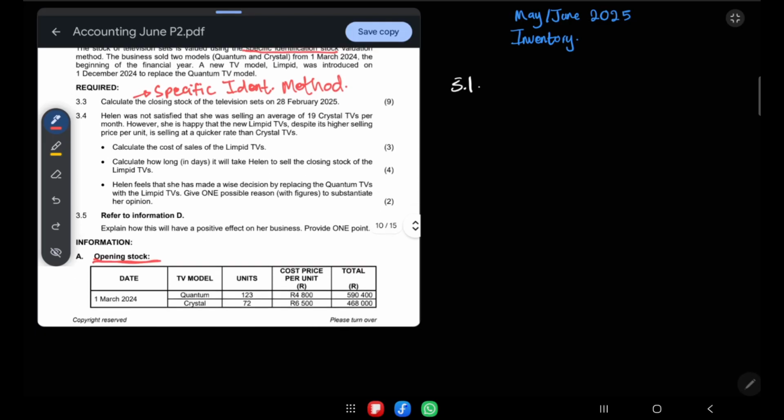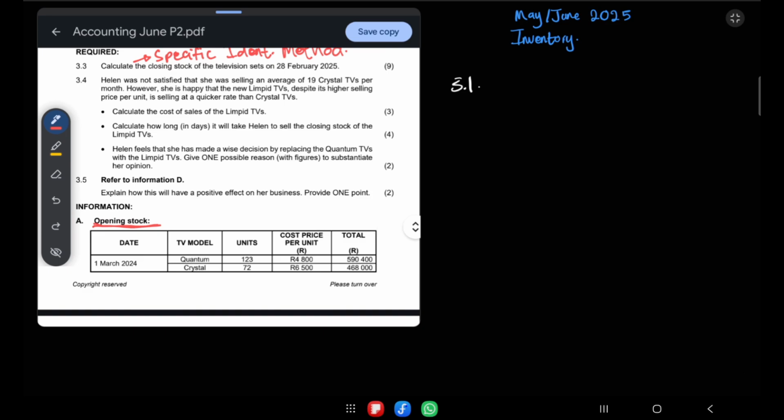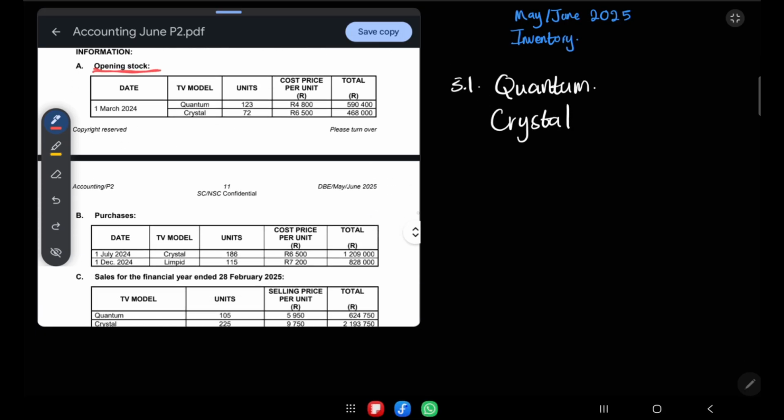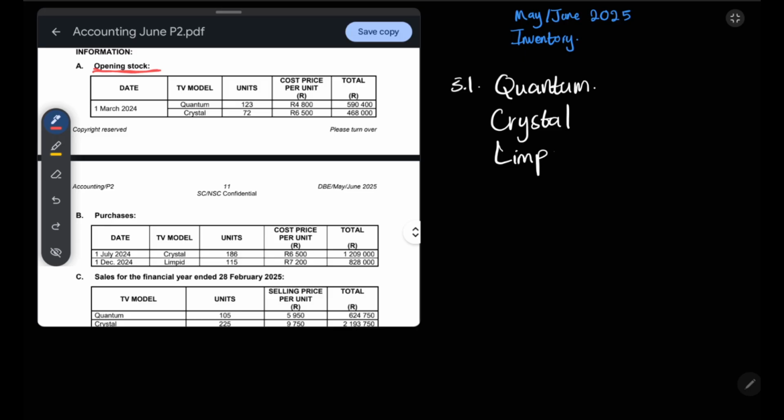Okay, so let's look at what we have. Remember, with the specific identification method, we have to specify our inventory. For every model, we should have calculations under that certain model. So we have quantum. We also have crystal. We also have limpid TVs.